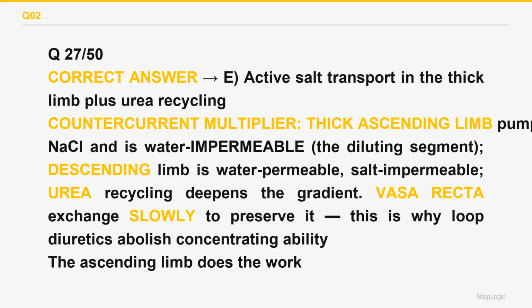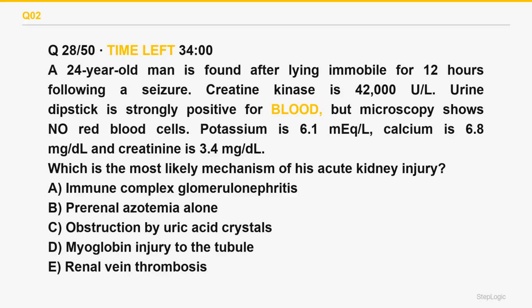The vasa recta run in hairpin loops and flow slowly, precisely so that solute diffusing out of the ascending vessel re-enters the descending one, delivering oxygen without washing the gradient away. The practical consequence ties the physiology to pharmacology. Because loop diuretics block the very pump that builds the gradient, they abolish the kidney's ability both to concentrate and to dilute urine. If you see a concentrating ability question, let it lead you to start at the thick ascending limb.